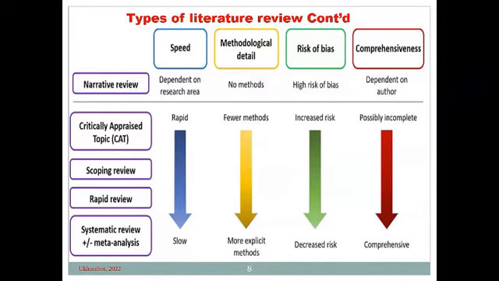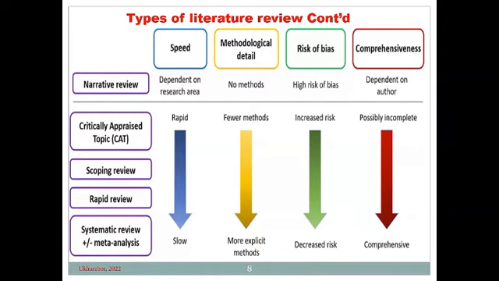If you are very good, you can still have a comprehensive review even when you are doing a narrative literature review. If you look at the critical one, you find the rest follow the same trend. They move downward. You see my arrow: if you do a critical approach on a particular topic or research interest, you find that the speed is rapid, very fast.